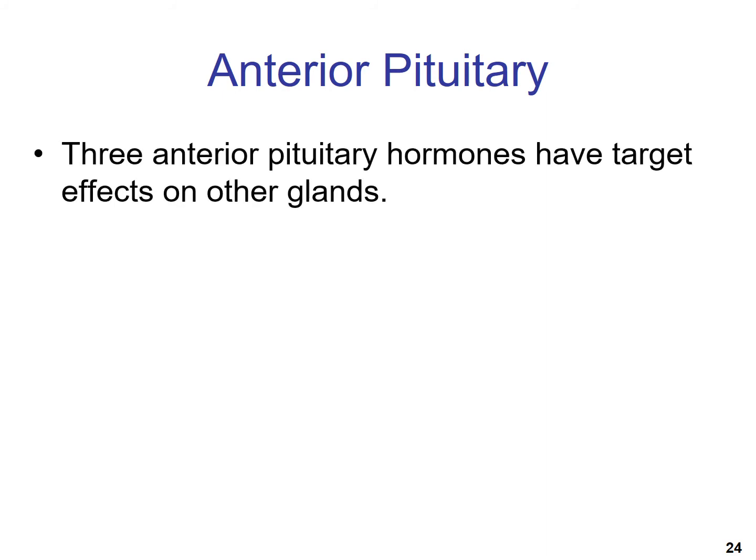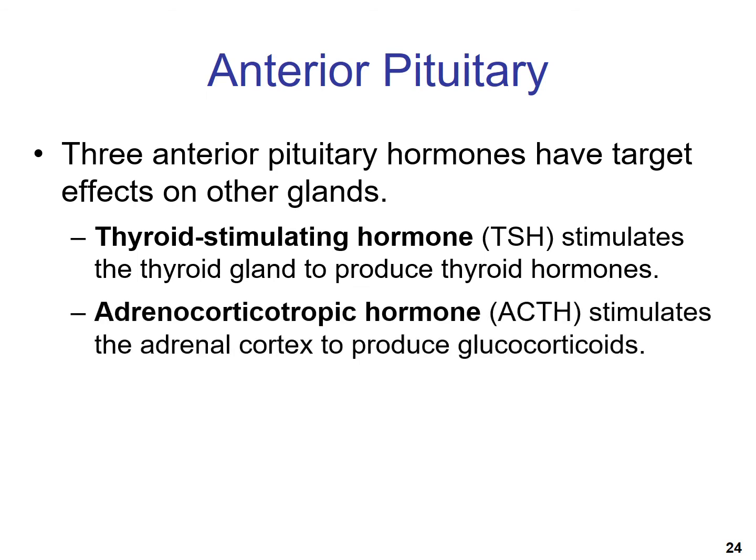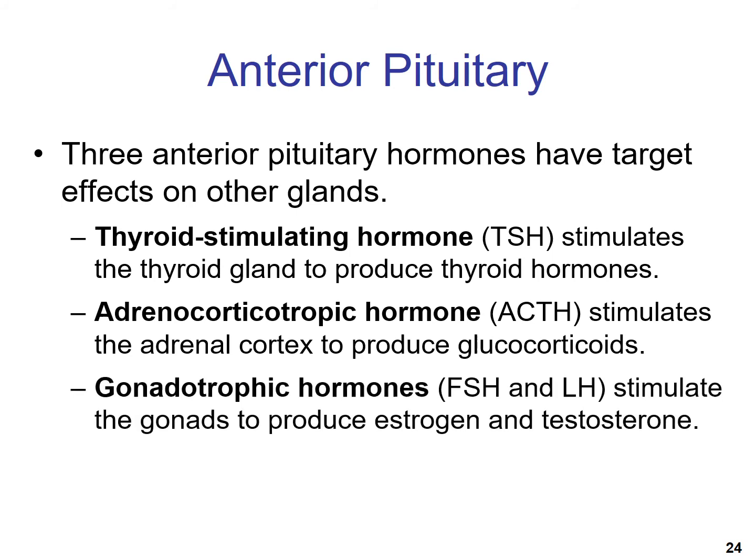There are three anterior pituitary hormones that have target effects on other glands. So these hormones will tell other endocrine glands, produce your product. Thyroid stimulating hormone will cause the thyroid gland to produce thyroid hormones. Adrenocorticotropic hormone, or ACTH, will stimulate the adrenal cortex to produce its hormones called glucocorticoids. The gonadotropic hormones will stimulate the gonads to produce estrogen and testosterone.